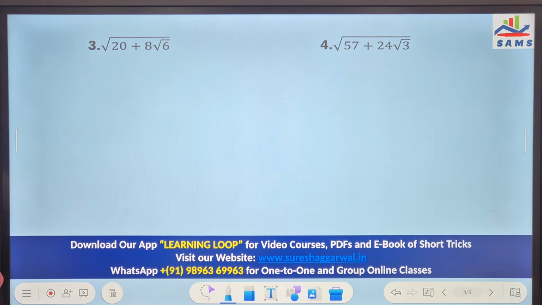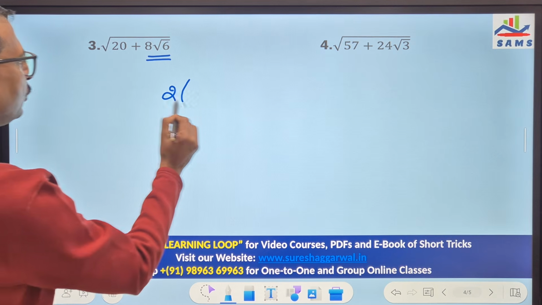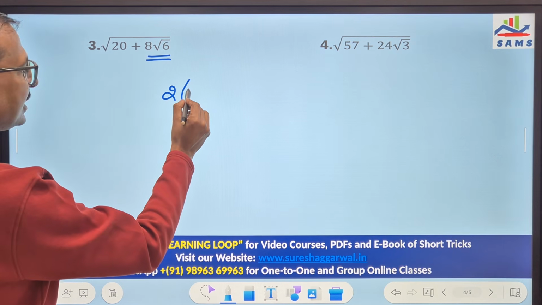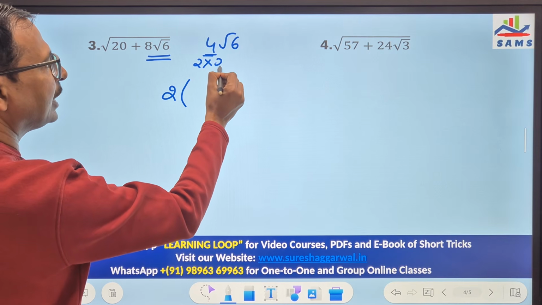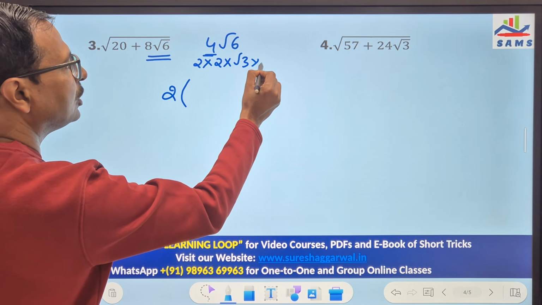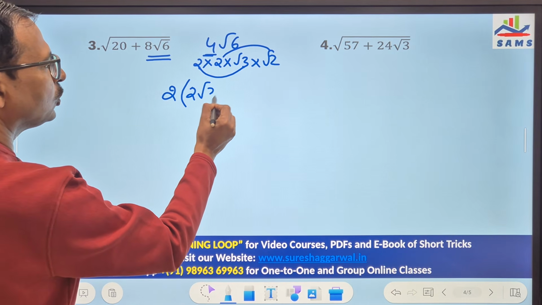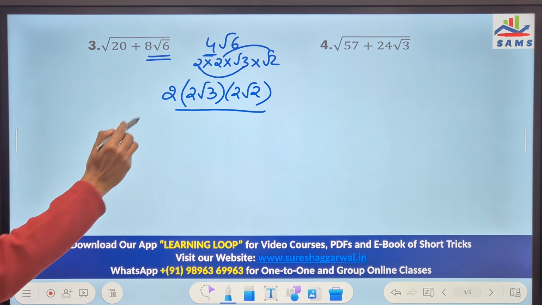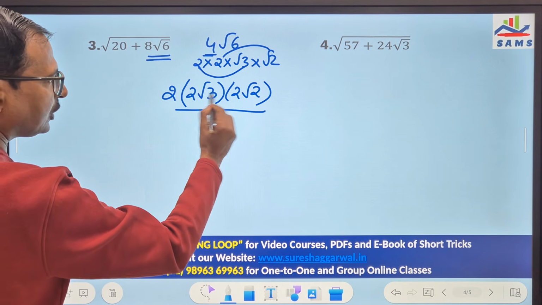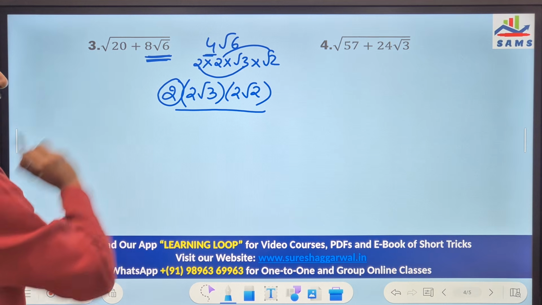Here you can see 20 plus 8 root 6. Now when I see 20 plus 8 root 6, I can actually break down 8 root 6 as 2 times 4 root 6. And 4 root 6: 4 is 2 times 2 and root 6 is root 3 times root 2. So I can combine it like this: 2 root 3 and 2 root 2. Now this will surely give me 4 root 6, because 2 root 2 and 2 root 3 is 4 root 6, and then this 2 combines to give 8 root 6.